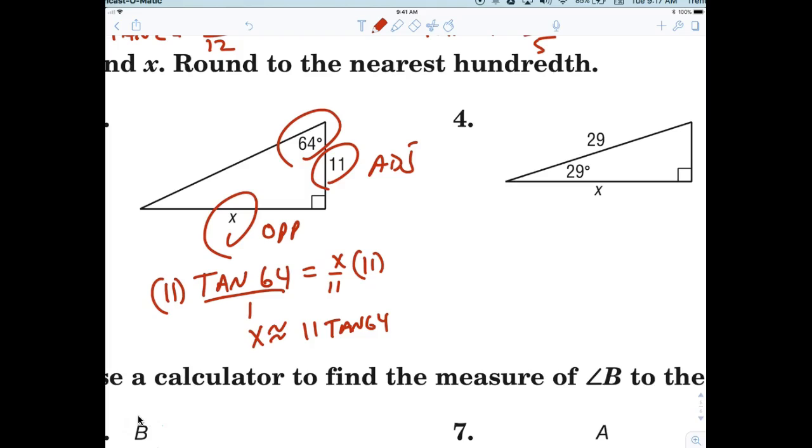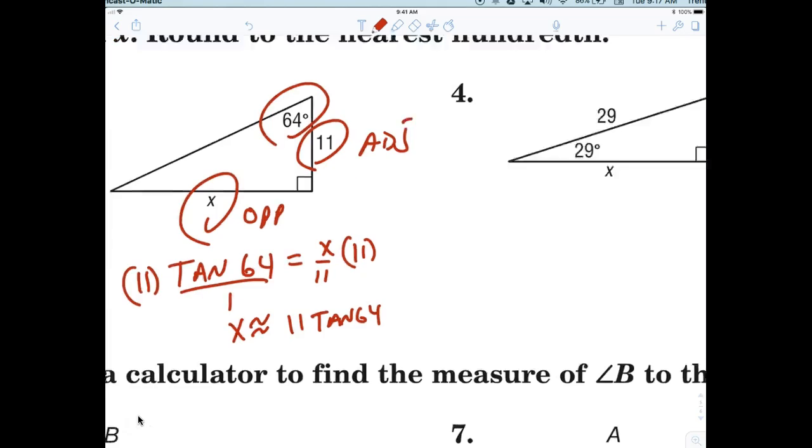That's why it's important, when you write a trig function, after you write the trig function, you have to write the what? The angle in there. You can't just have tangent without having a what? Angle. Hopefully you understand what I'm saying.